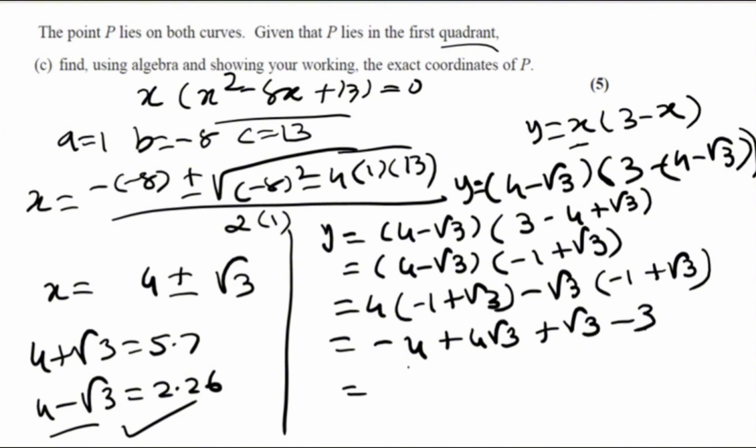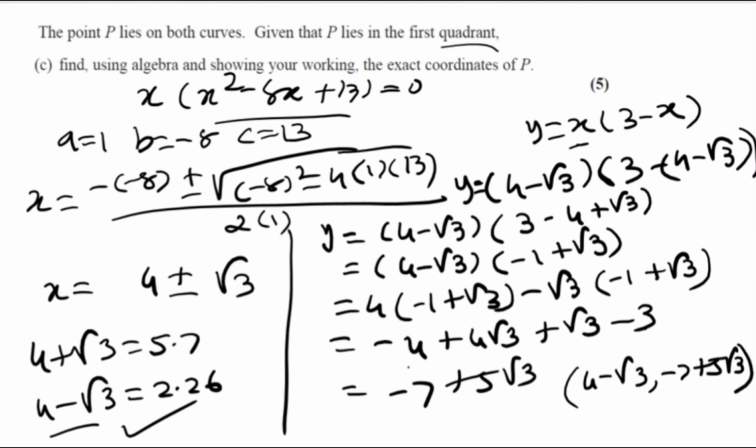So minus 4 minus 3 will give you minus 7, and 4 root 3 and root 3 will give you plus 5 root 3. Right? So we got the coordinate, which is 4 minus root 3 and minus 7 plus 5 root 3. So this is our required answer.